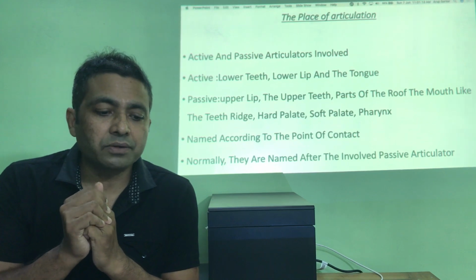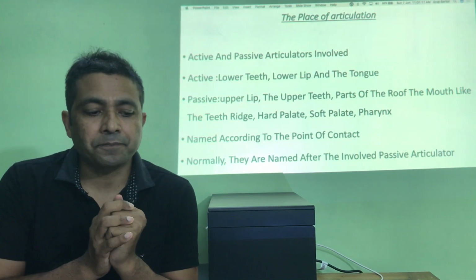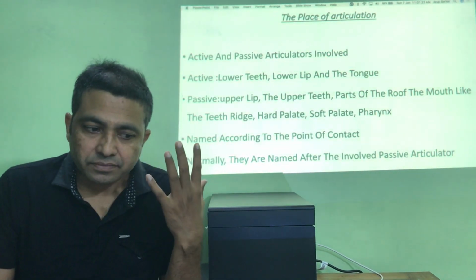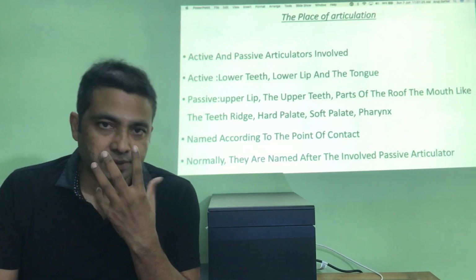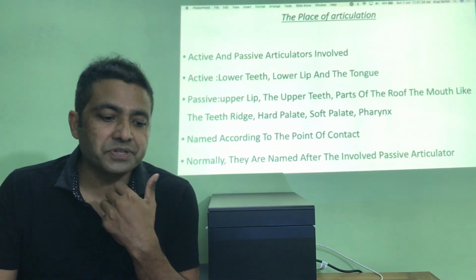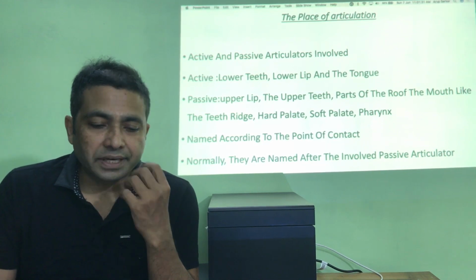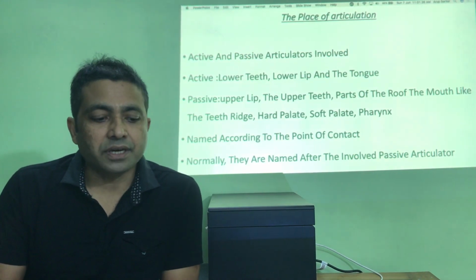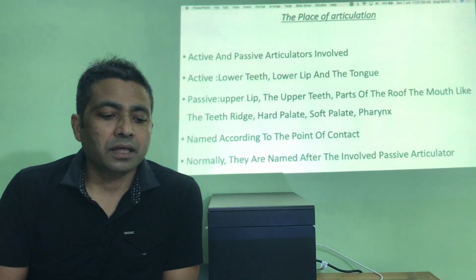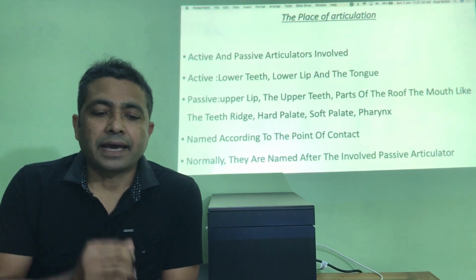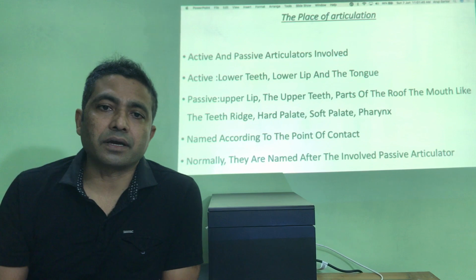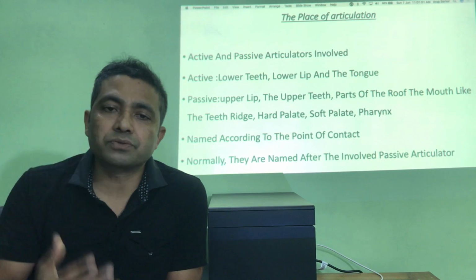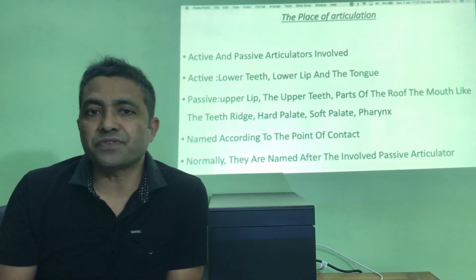So now let's talk about the place of articulation. What do we mean by place of articulation? I told you there are active and passive articulators within our articulatory system. They take part and accordingly they are named. Active articulators are normally the lower teeth, the lower lip, and the tongue. They are active because during the production of each consonant sound, they take the most active role. They reach to the passive articulators for the production.